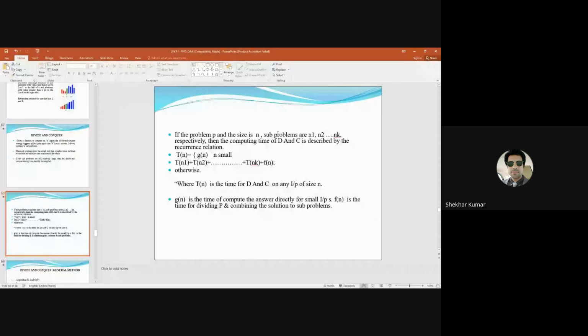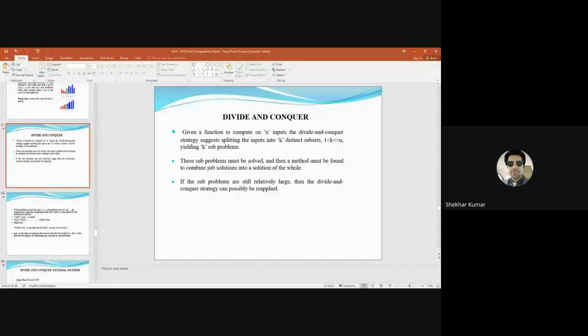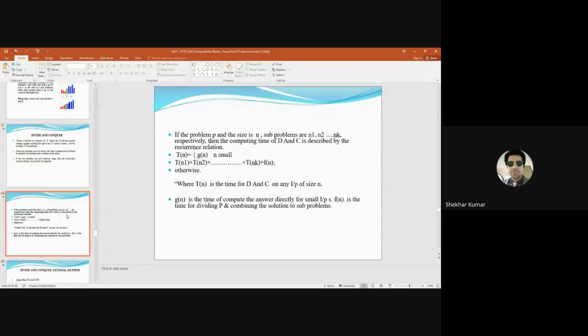That is your divide and conquer approach. Here you can see, divide and conquer: the subproblems must be solved. We have already discussed all these things. Next, in the mathematical form, if the problem is P and the sizes of the subproblems are N1, N2, and Nk respectively, then the computing time of divide and conquer is described by the recurrence relation.